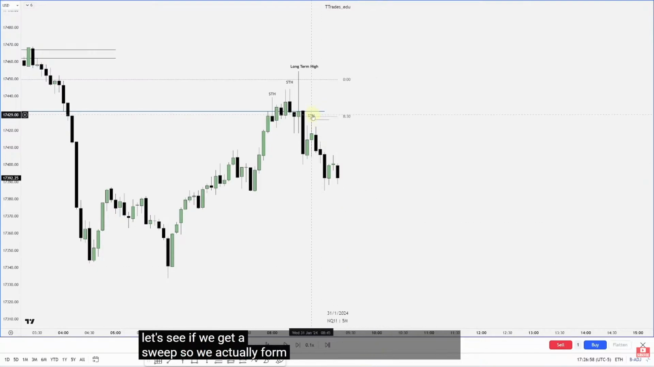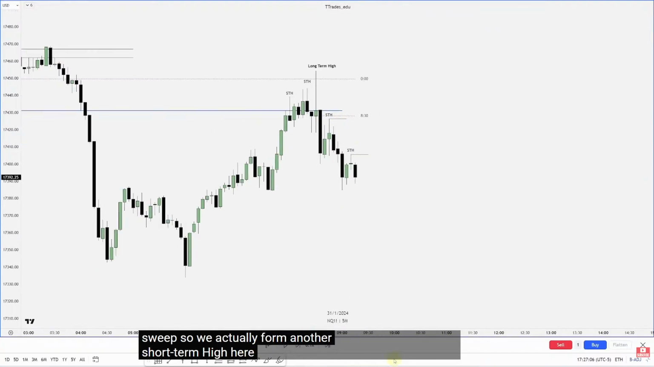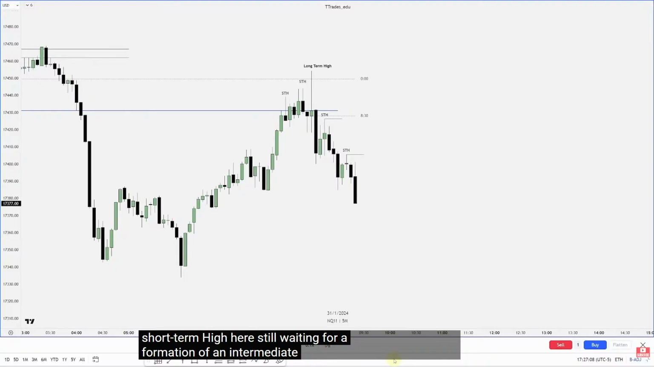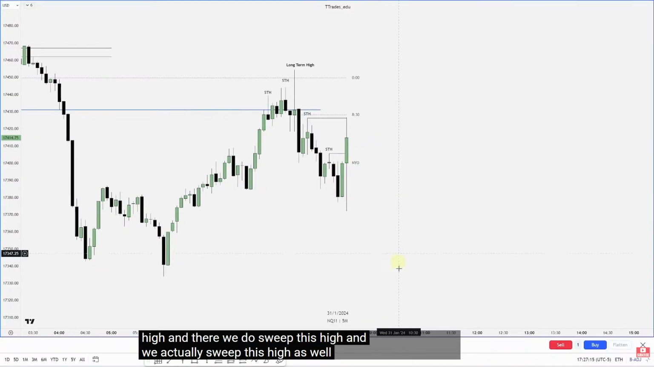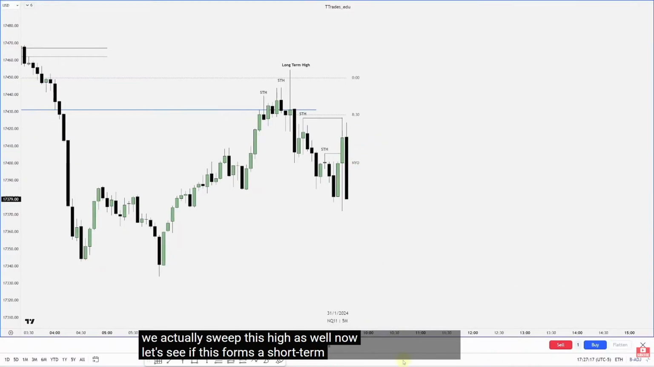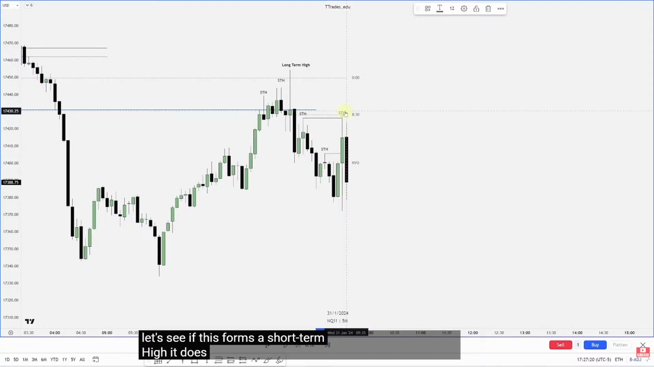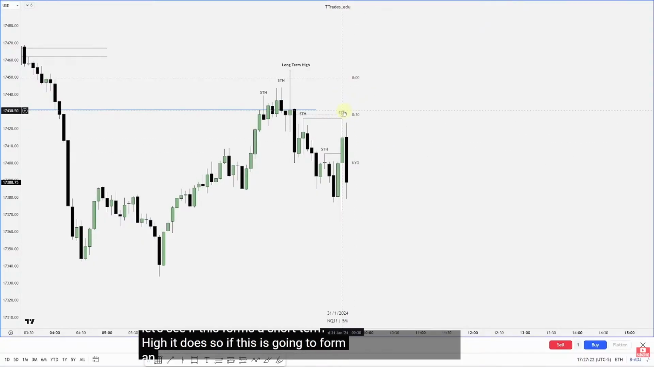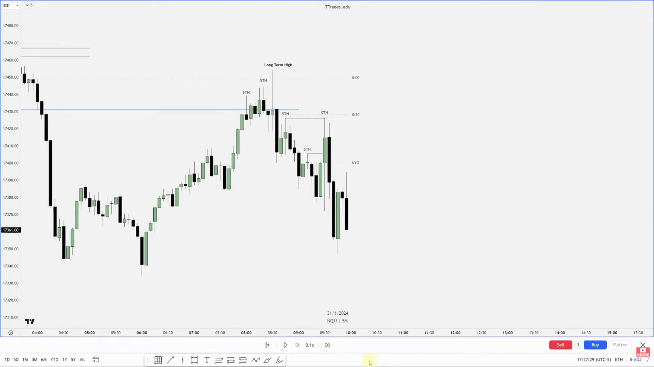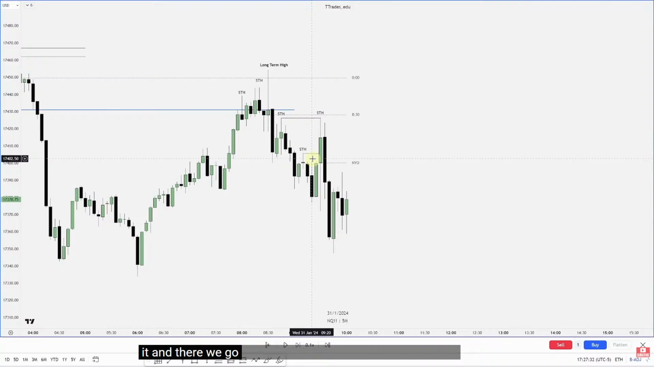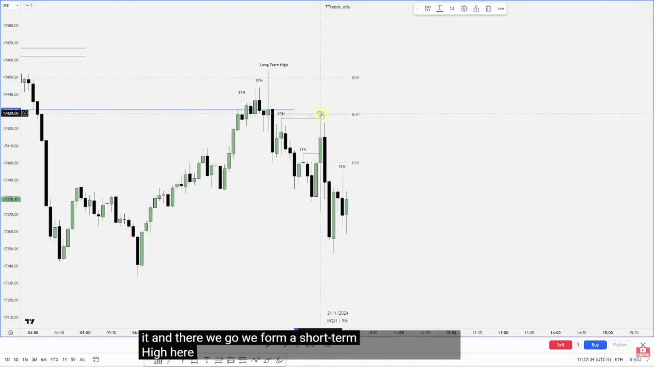So we actually form another short-term high here. Still waiting for a formation of an intermediate term high. And there, we do sweep this high, and we actually sweep this high as well. Now let's see if this forms a short-term high. It does. So, if this is going to form an intermediate term high, I want to see a short-term high on the right side of it. And there we go, we form a short-term high here, which makes this an intermediate term high.